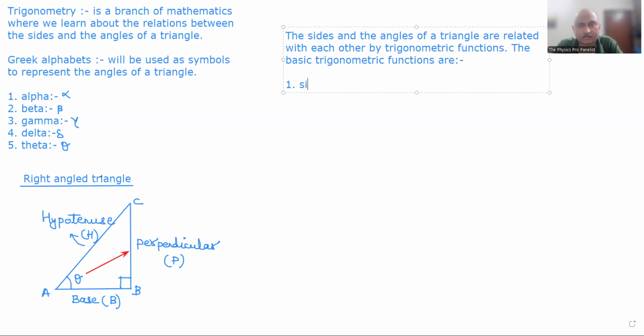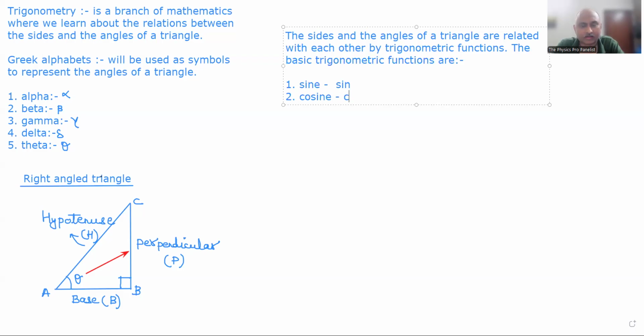First one is sine. Beta, इसका नाम है sine. How will you pronounce it? It's sine. S-I-N-E. Don't pronounce it as sin or any sine or anything, right? So it's sine. S-I-N is the short form of it, right? So sine.